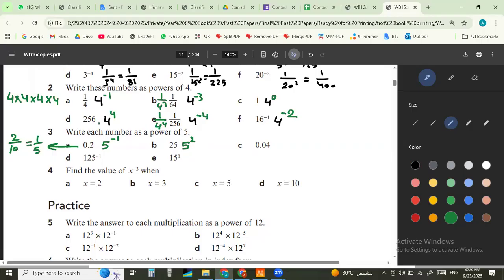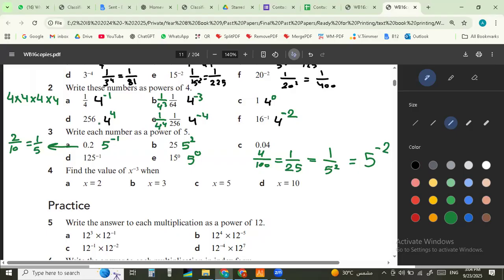0.04 as a power of 5. You need to write it first as a fraction. It is 4 in the 100th place, so it's 4 over 100. Simplify it and it will give you 1 over 25. Oh, but they want it as a power of 5. Then I need this 25 to be written as a 5 to the power of 2. Oh, I'm done? No, you're not done. We need the end of the form to be 5 to the power of something. So it is -2. 15 to the power of 0 is the same as 5 to the power of 0. All of them are equal to 1.